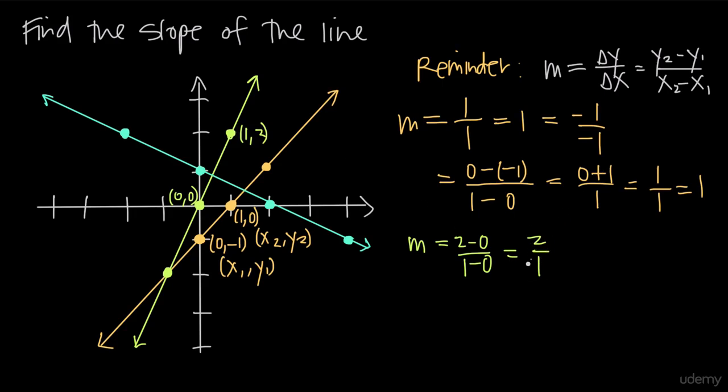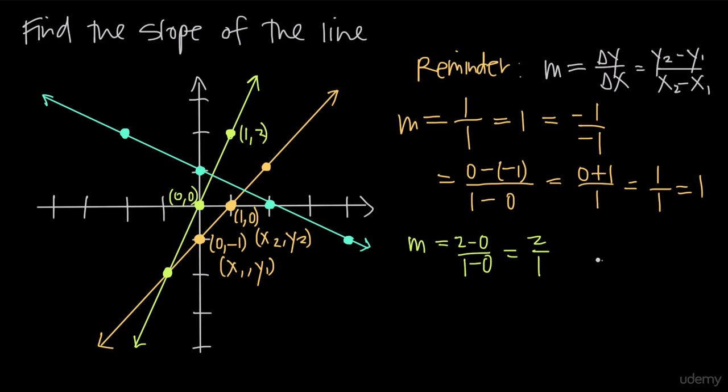If we compare the orange and the green lines, what we can say is that the green line is steeper than the orange line. The change in y is 2 units for every change in x of 1 unit, versus the orange line here, the change in y is 1 unit for every change in x of 1 unit. So the green line is going up faster than the orange line is going up. So the green line is steeper.